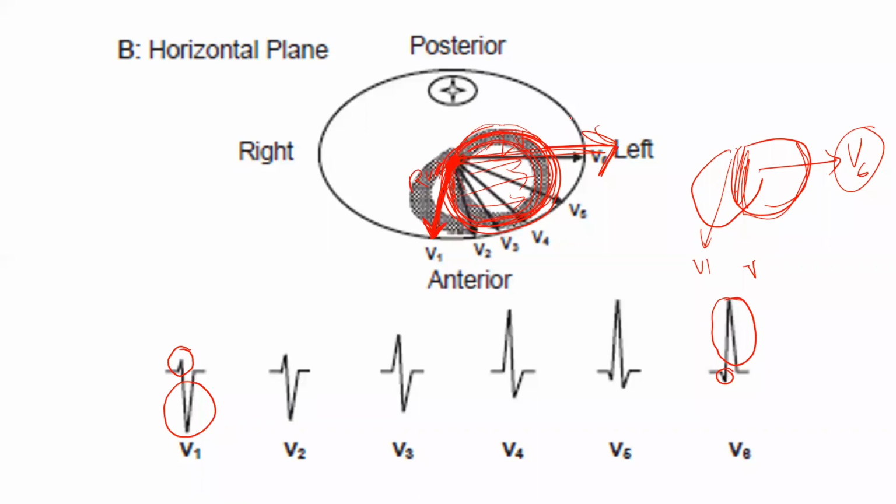Sir, does axis deviation say anything about which side of the heart is involved? I'll tell that, okay? Explain. See, it is a little bit complicated. I don't know how much I'll be able to make you understand. Sorry.